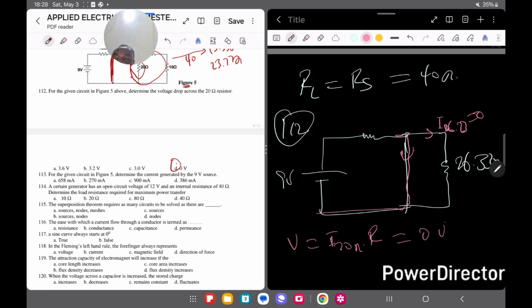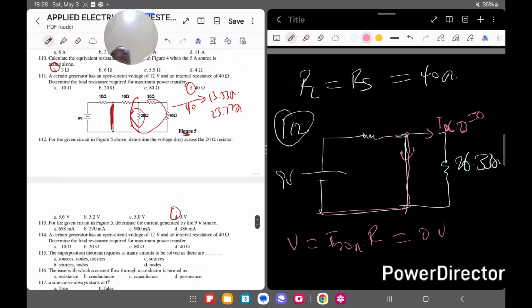Now 113. For the given circuit in figure 5, determine the current generated by the 9 volts source. Now the same figure here that we just saw, but now you are asked to find the current, right?